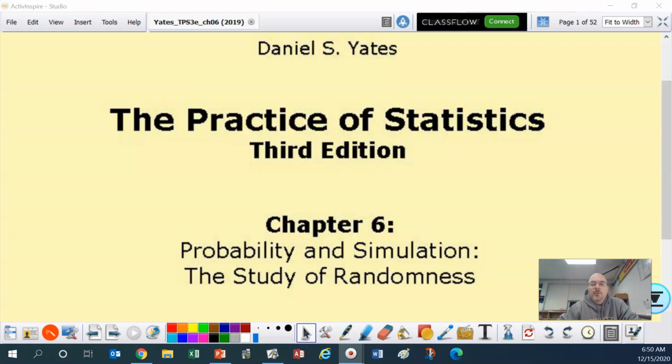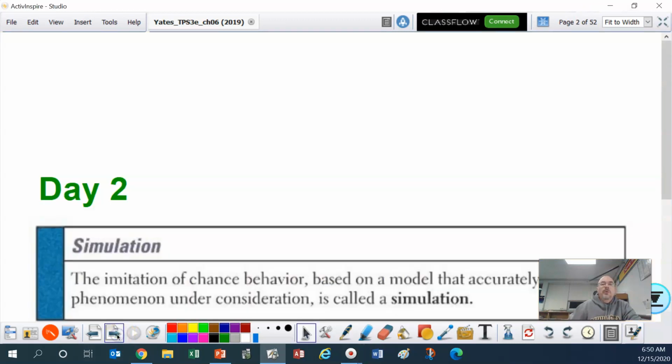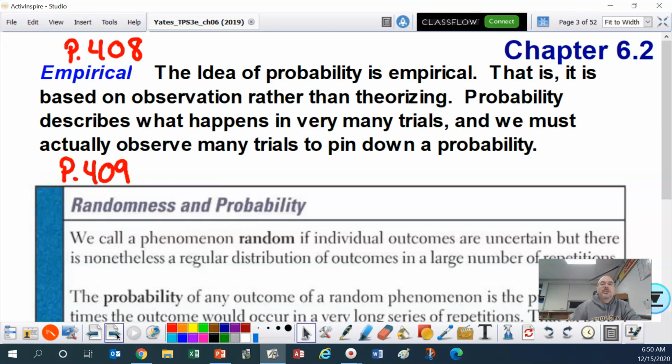We're going to continue with Chapter 6 on probability and simulation, the study of randomness. We are going to do Day 1 of Chapter 6-2. All right, ladies and gentlemen, let's go ahead and get rolling here. So we've already talked about simulation.